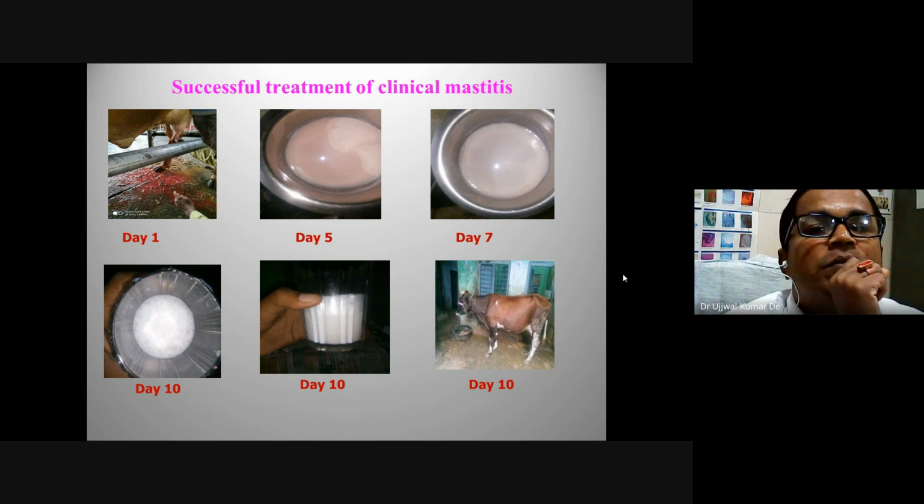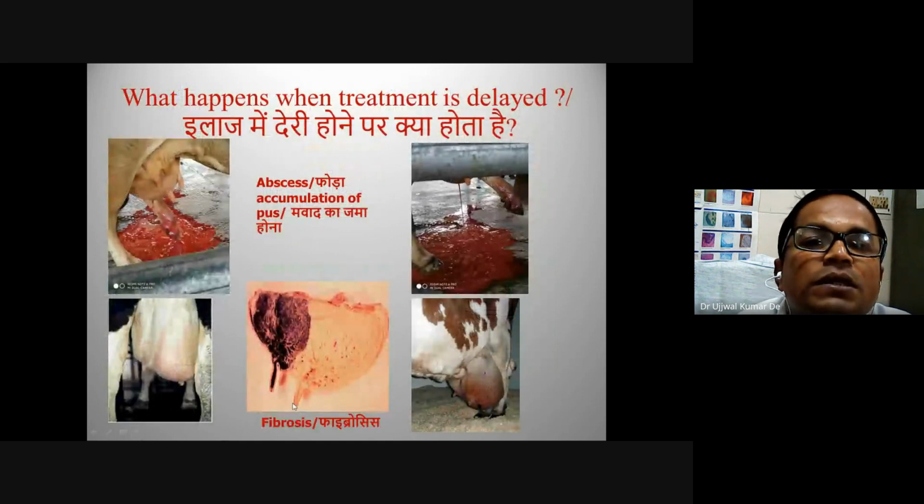And another important thing is the reporting time. Suppose an animal is suffering from mastitis and you are reporting after 5 days, then treatment may not work. Delayed reporting may lead to development of an abscess or infection with pus. This is the other problem of delayed reporting.